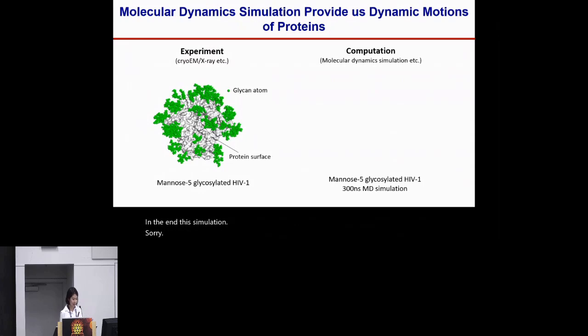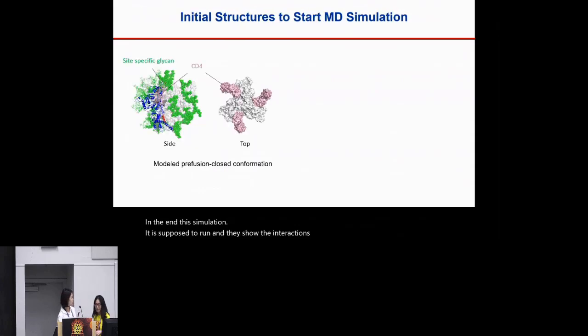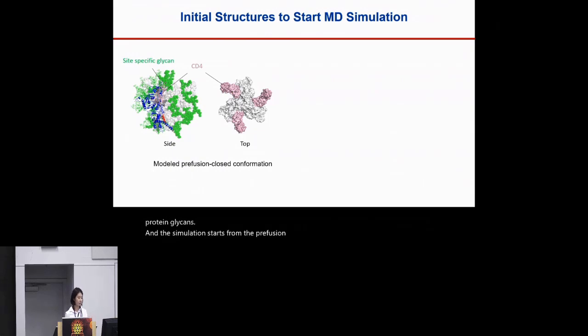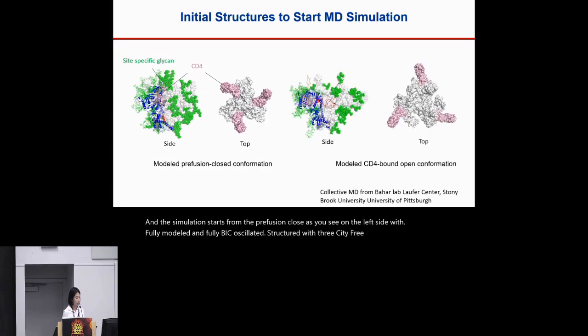It is supposed to run and then show the interactions between the protein and the glycans. The simulation starts from the prefusion-closed state, as you see on the left side, with a fully modeled and fully glycosylated structure with 3 CD4 bound. And the last step of the MD simulation has the same number of atoms and the same number of glycans, with the only difference being the conformation. So it is the completely open, CD4-bound open conformation.